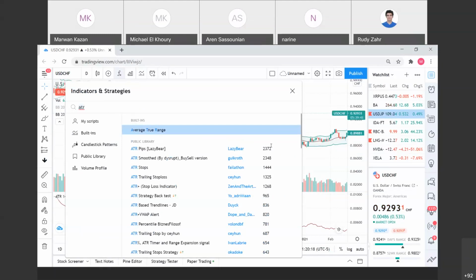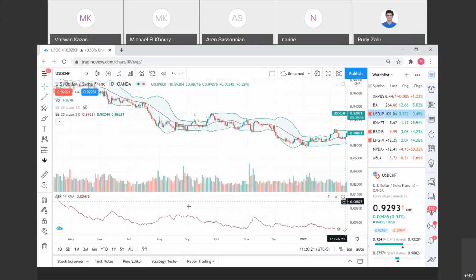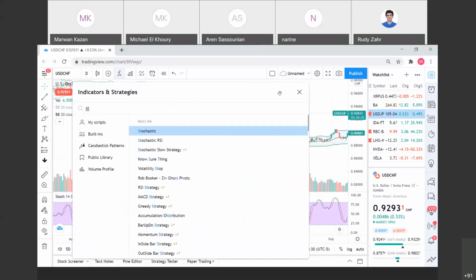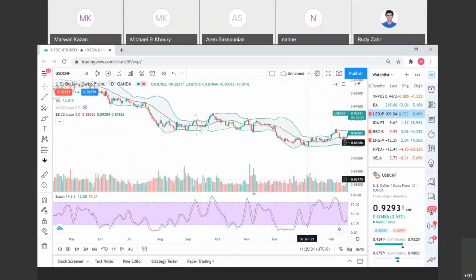Another indicator other than RSI is the stochastic. It's basically the same, but it gives you more. If you're a more short-term trader, you use the stochastic. If you're somehow a swing, long-term trader, you use RSI.